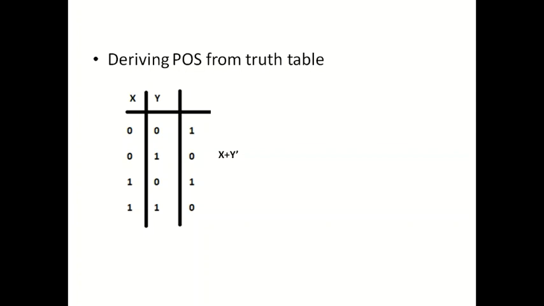Similarly, in the last row, both the variables are 1, so we have to take x complement plus y complement. But since we have to make POS, we have to take the product of these two terms. So my final expression is going to be x plus y complement dot x complement plus y complement.